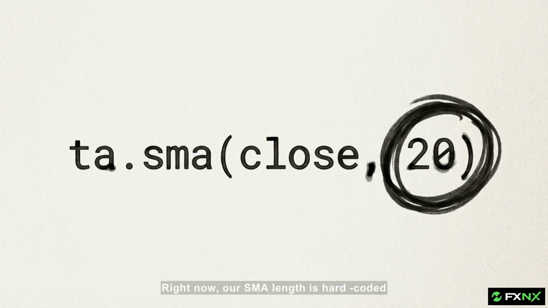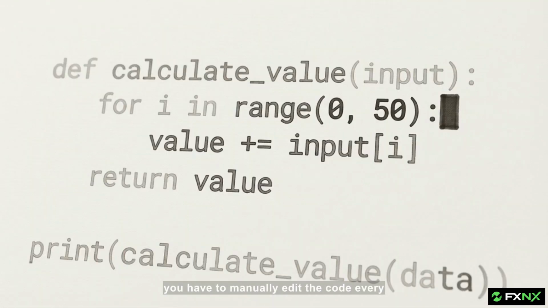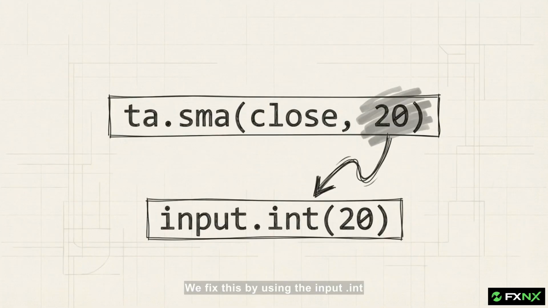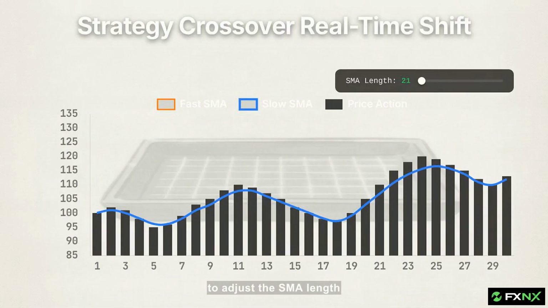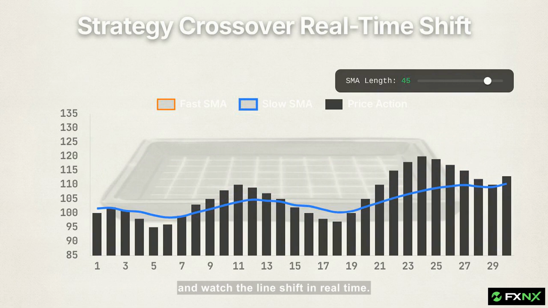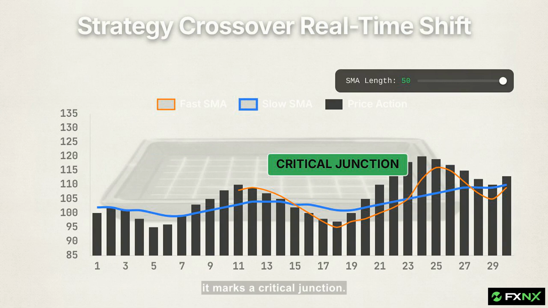Right now, our SMA length is hard-coded to 20. If you want to test a 50-period average, you have to manually edit the code every single time. That creates a rigid, inflexible tool. We fix this by using the input.int function. We replace the fixed number 20 with this command, converting it into an interactive, user-defined setting. In the user interface, this single line of code automatically generates a settings menu. You now have a draggable slider to adjust the SMA length and watch the line shift in real time. To build crossover logic, we add a second, faster moving average. When the fast line intersects the slow line, it marks a critical junction.